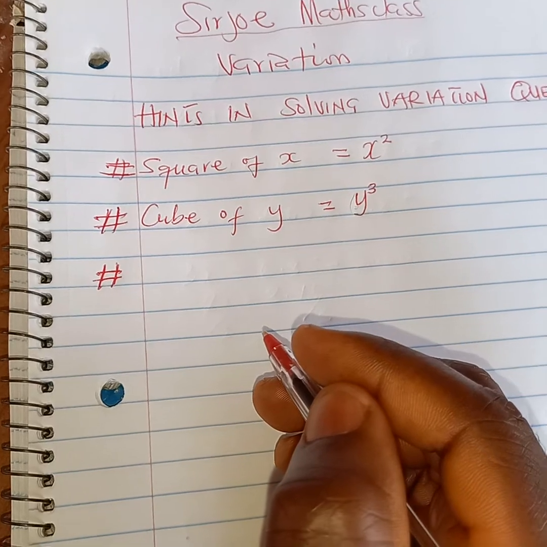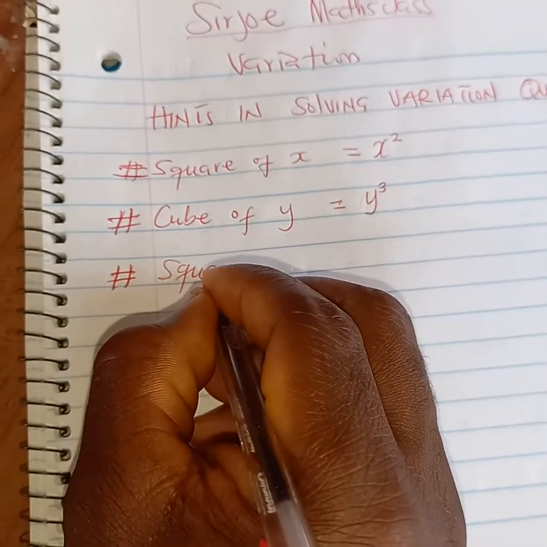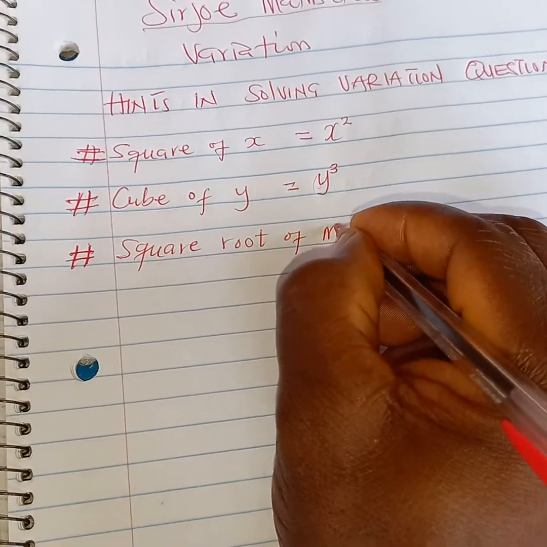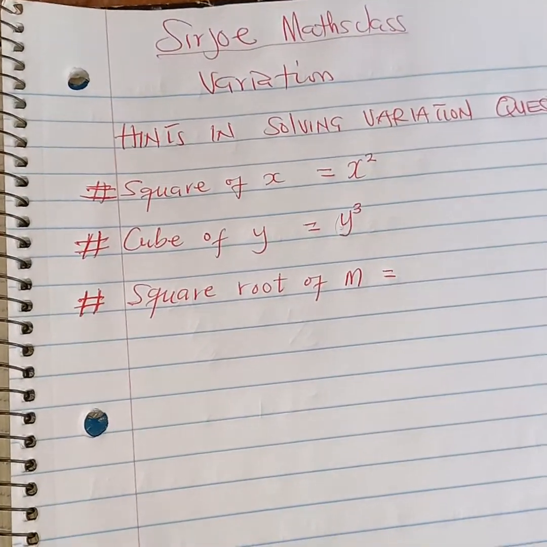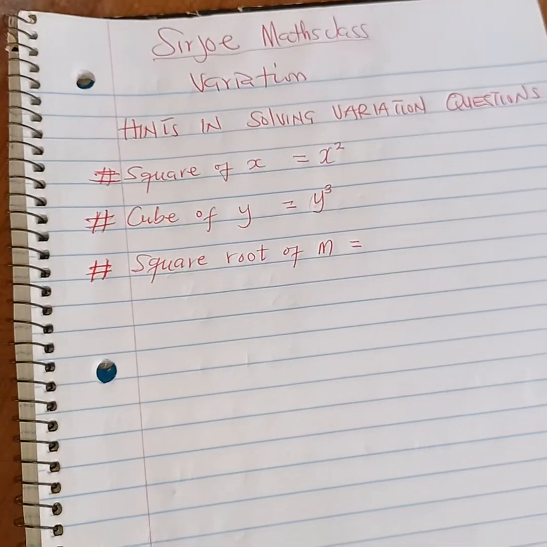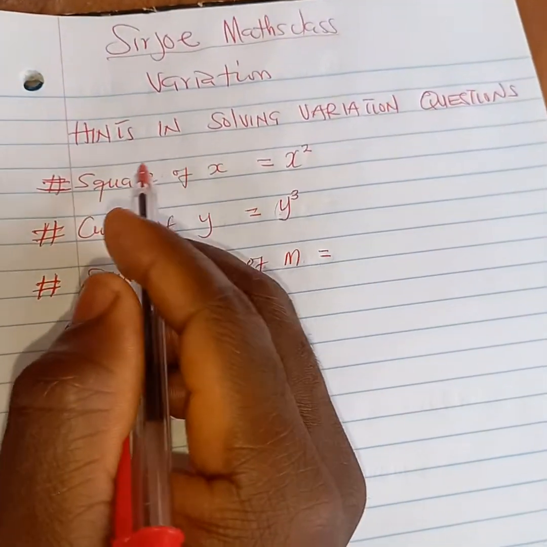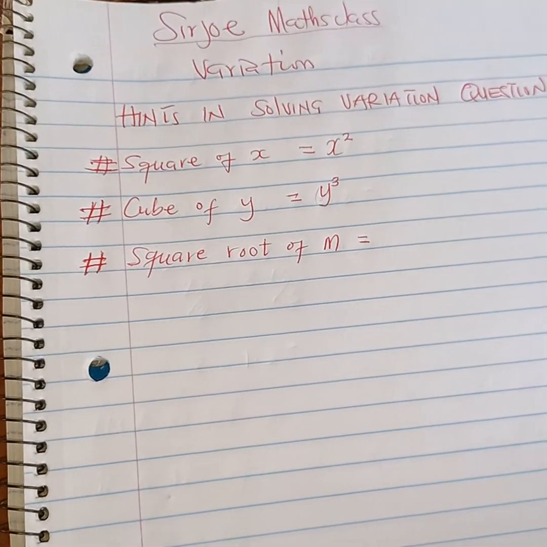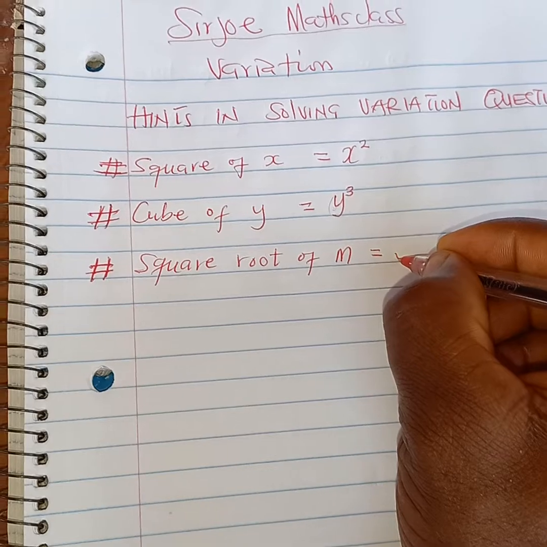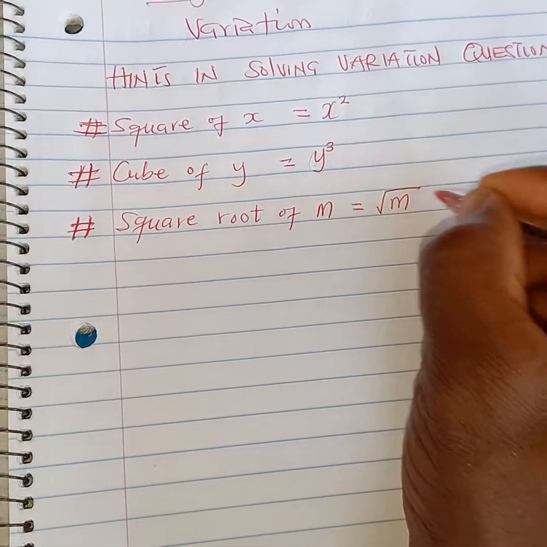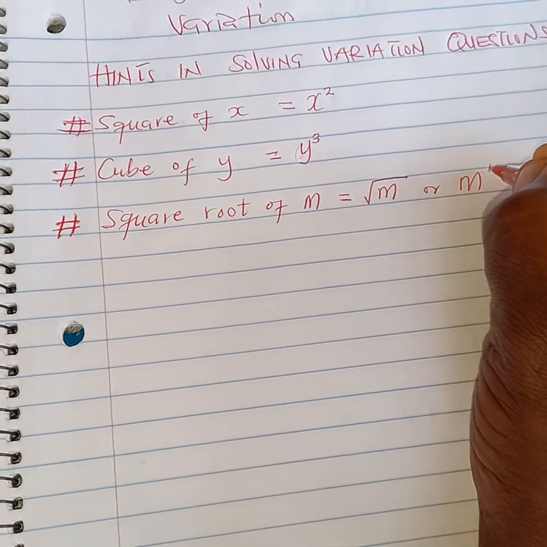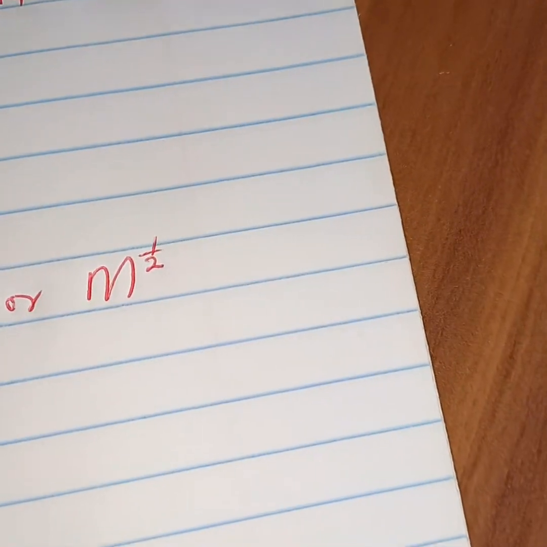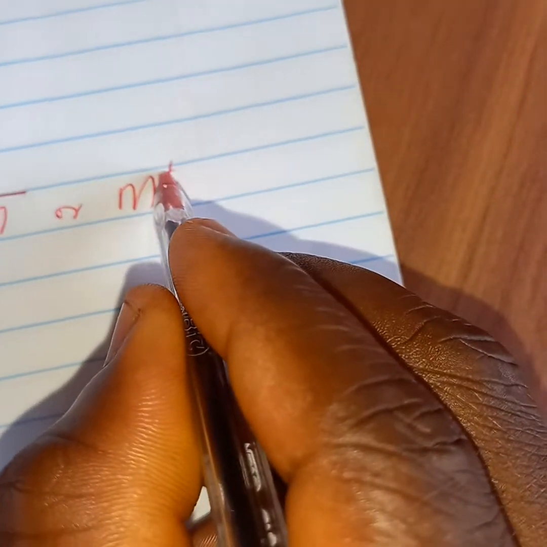Let's say you have square root of m, whereby m can also be a number: 1, 2, 3, 4, any number you may think of. You have square root. The first, we have square, but we are not having roots. Here we are having square root of m. So it is going to be root of m, or you can write m exponent half. It is accepted. M exponent half.